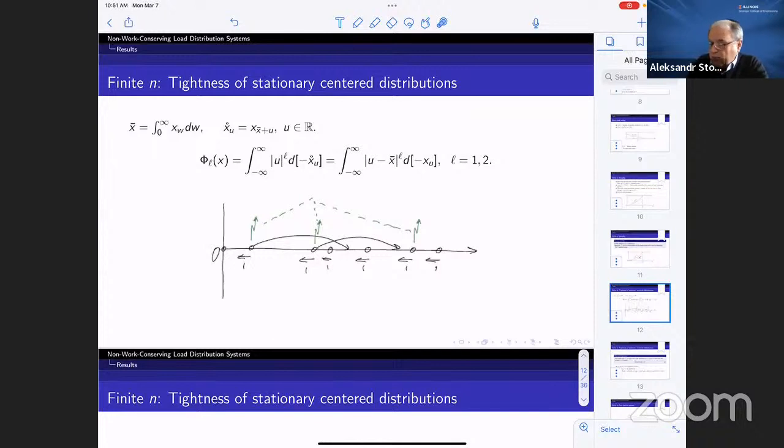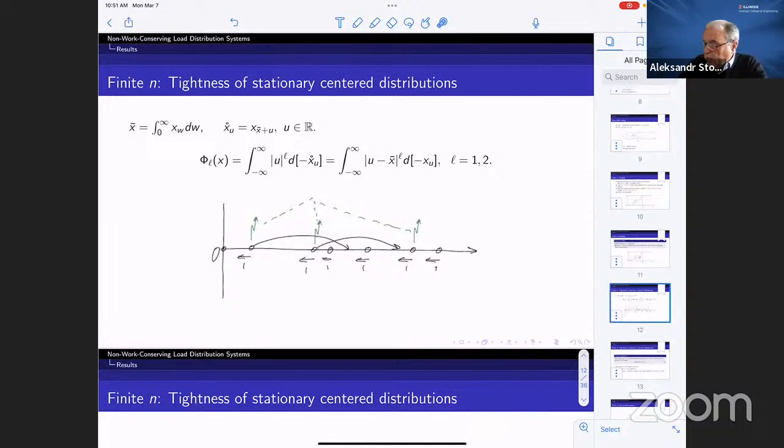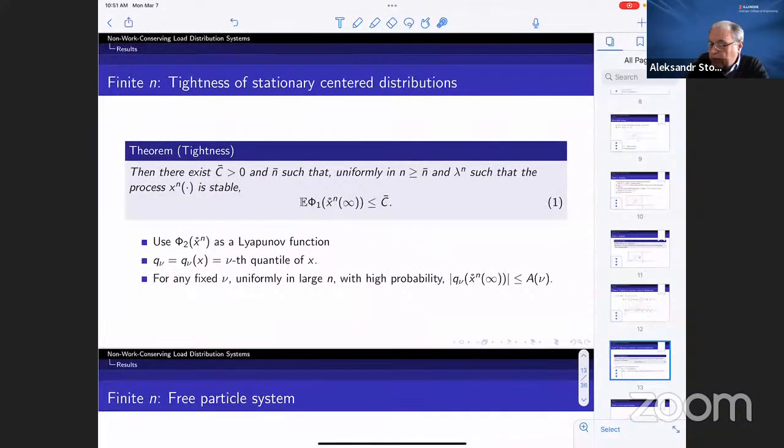This is just a reminder: for the analysis here, it's really useful to have the view of the system as a particle system. So what we can show for the finite n is that the first absolute moment of the centered distributions is uniformly upper bounded. Again, there's some work involved, but it's not terribly difficult. You can use f2, the second moment, as a Lyapunov function, and with the drift argument you can show that the first moment has to be uniformly bounded.